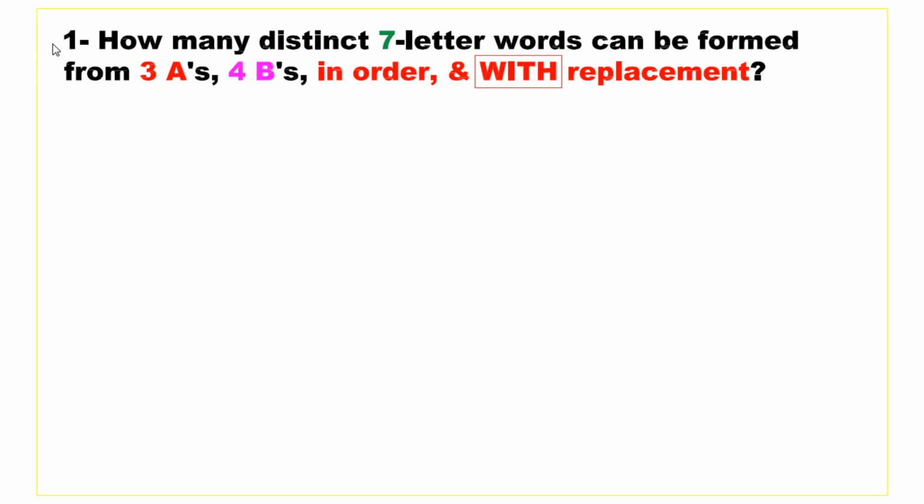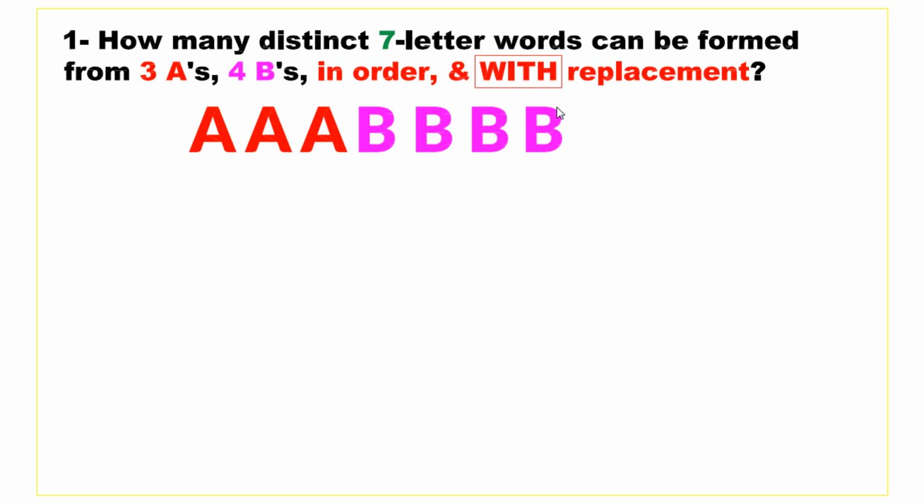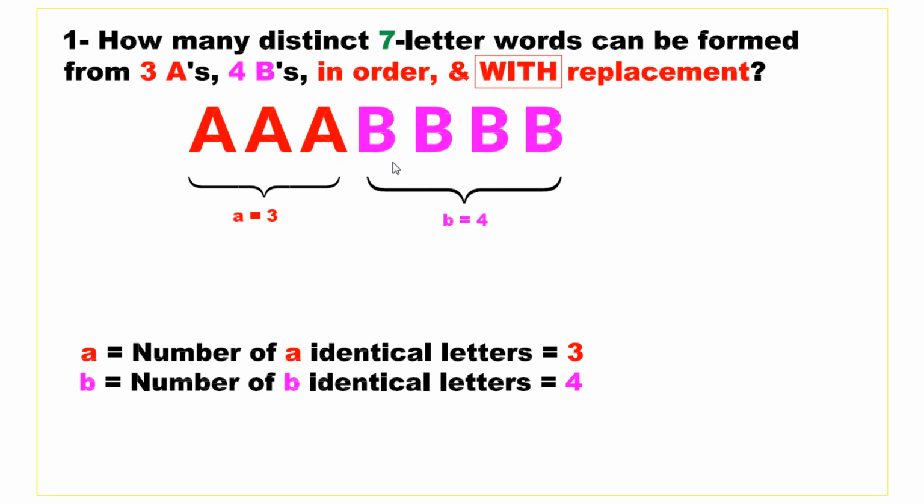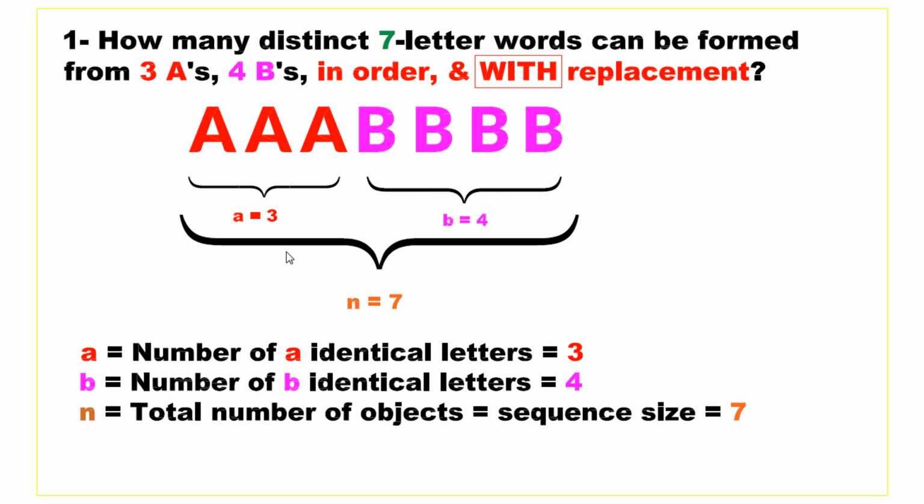And we have this first question: how many distinct 7-letter words can be formed from 3 A's and 4 B's in order and with replacement? So we have this word here composed of 3 identical letters A and 4 identical letters B, and the total number of letters in this word is 7.